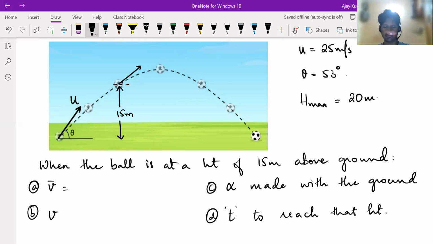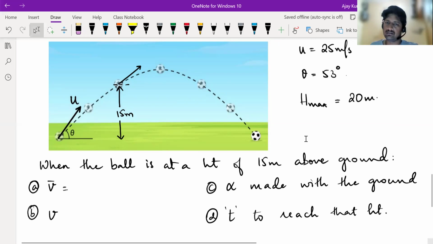Time to reach that height. Do this, all of you. I'll give you 3 to 4 minutes. Remember how to start solving the question. Get the x component and y component of initial velocity first. Get the x component and y component of acceleration. Then use equations of kinematics carefully. Okay. Start solving.